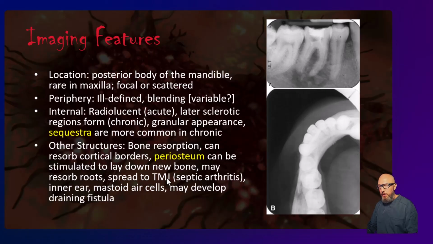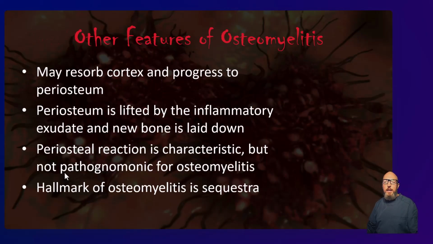If it spreads to a joint, in our case the temporomandibular joint, that can lead to septic arthritis that can start resorbing the surfaces of the mandibular condyle or the articular eminence. Maybe you'll see periosteal reaction around those joint surfaces. Depending on how aggressive it is and how long it's allowed to grow, it may progress and resorb through the cortex, and it may progress to the periosteum. We typically think about the periosteum being lifted by acute inflammatory exudates. Then over time that subsides and it leads more to the chronic stage, where the periosteum is stable and able to lay down more bone.